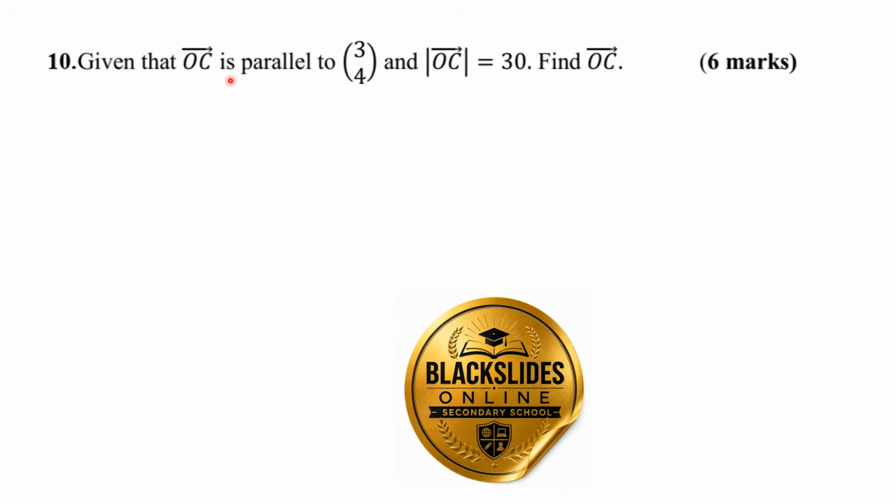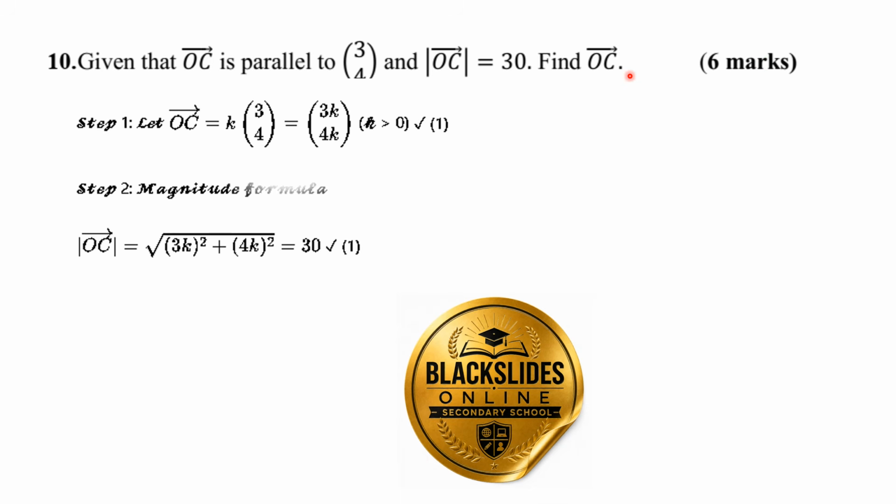Given that this is vectors, given that OC is parallel to (3, 4) and the magnitude of OC is 30, find OC, 6 marks. All right, welcome. So first things first, we can let OC be any scalar quantity multiplied by (3, 4). Removing brackets will give you (3k, 4k), where k is not 0.